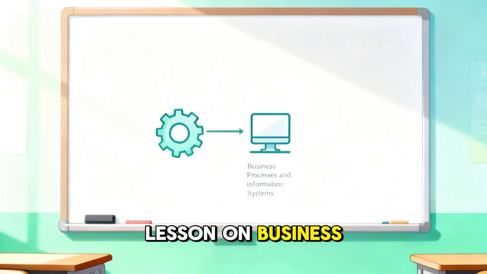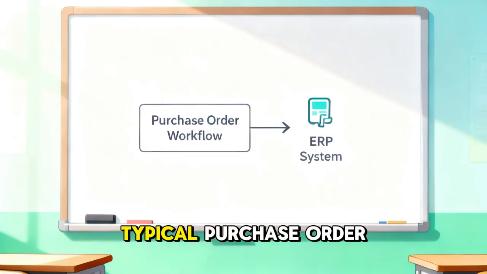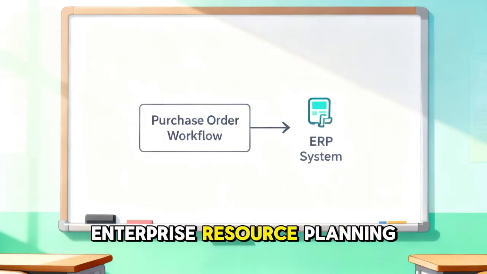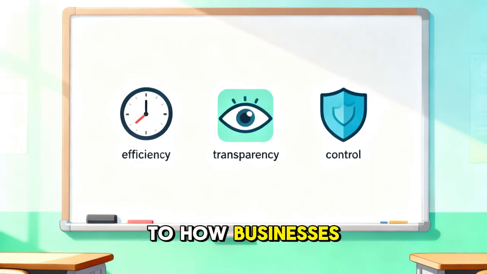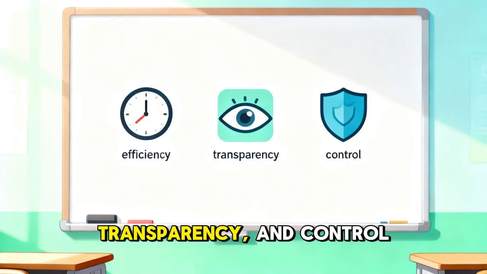Welcome to our lesson on business processes and information systems. Today, we're going to map a typical purchase order workflow within an enterprise resource planning, or ERP, system. This process is fundamental to how businesses procure goods and services, ensuring efficiency, transparency, and control.